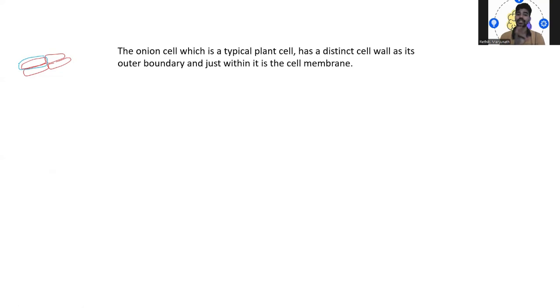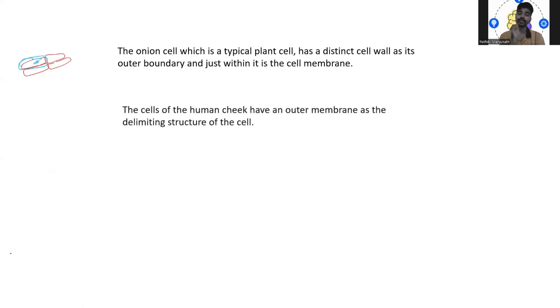And just within it is a cell membrane. So within this, you're going to see the cell membrane. The cell of the human cheek, and the egg, also have an outer membrane as the delimiting structure of the cell.